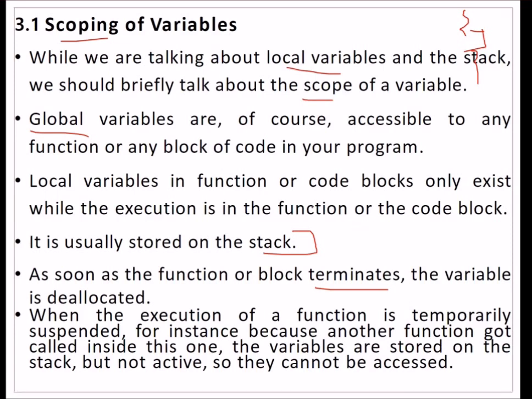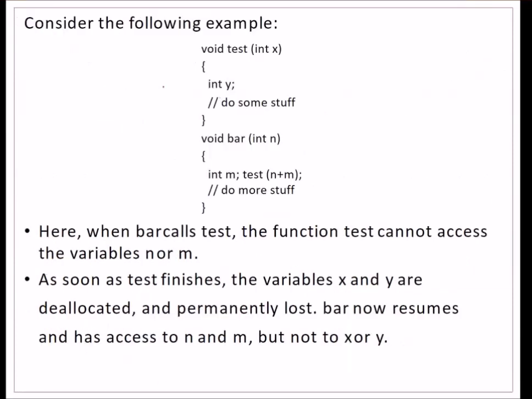And when the execution of a function is suspended for some task, for example another function gets called inside this one, which we call a nested function, the variables are stored on the stack but not active, so they cannot be accessed.